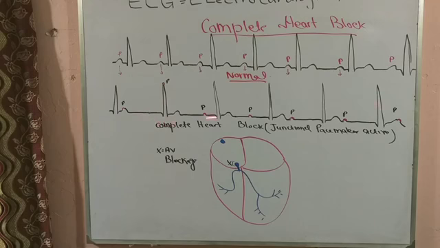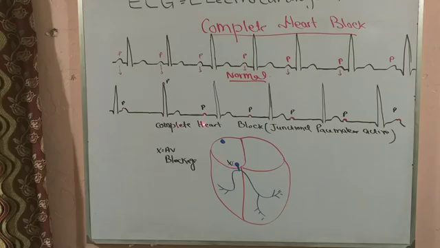The QRS complexes are still narrow, still less than 3 small boxes, still less than 0.12 second, but their number is less as compared to the above tracing, while the number of P waves is staying the same. It's still 60 to 90 times per minute. Why? Because the P wave is being generated by the atrial depolarization, which has got nothing to do with the blockage of the AV node.